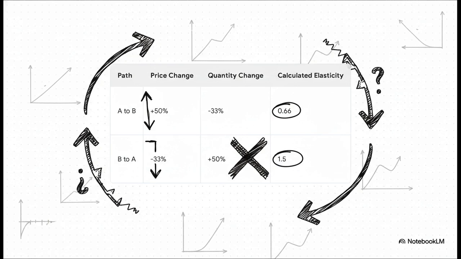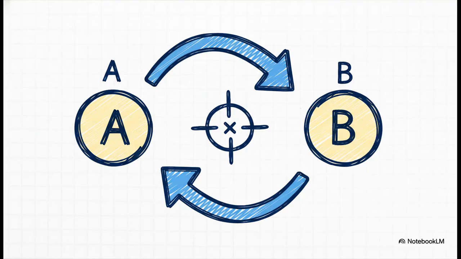Now let's go backward from B to A. The price falls by $2. But this time our starting price is $6, so that's a 33% decrease. The quantity rises by 40 units, but from a starting point of 80, that's a 50% increase. Divide 50 by 33 and suddenly your elasticity is 1.5. 2 totally different answers for the same 2 points? That's a big no-no. So how do we fix this mess?